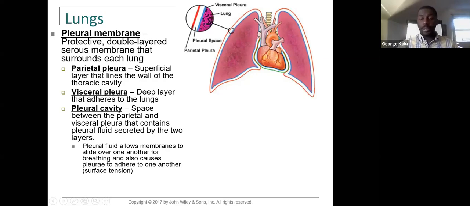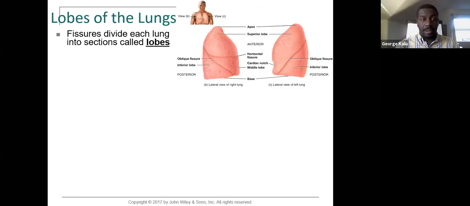That pleural fluid is going to be important because it allows the lungs to expand and contract smoothly, without causing abrasions or bumping into anything in particular. So it allows them to move in a smooth manner. All right, so that's the pleural membrane.